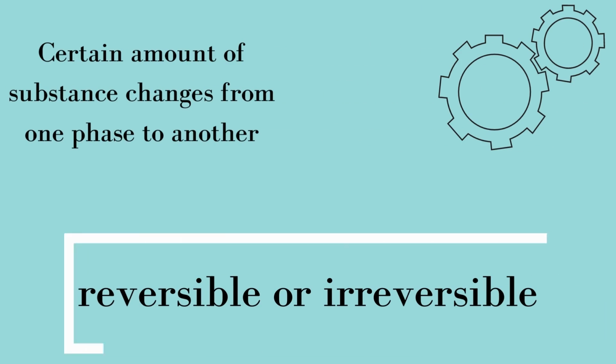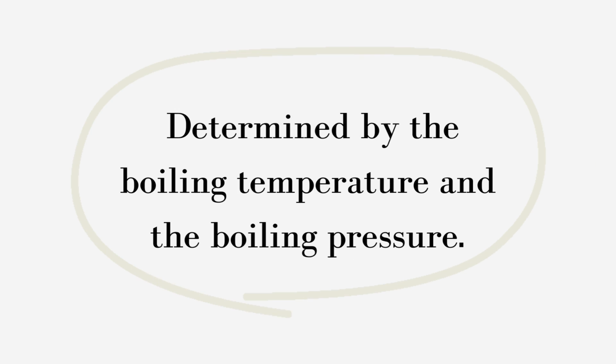The term phase transition applies to a process during which a certain amount of substance changes from one phase to another. Phase transition may be reversible or irreversible. In pure substances, the boiling point is determined by the boiling temperature and the boiling pressure.